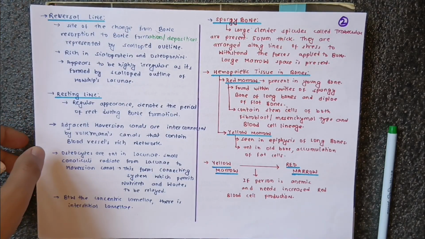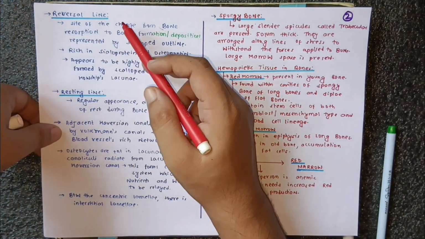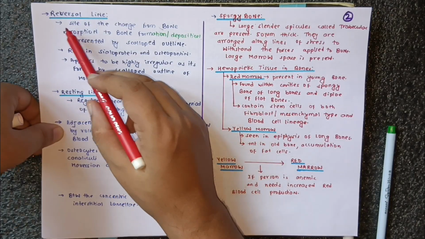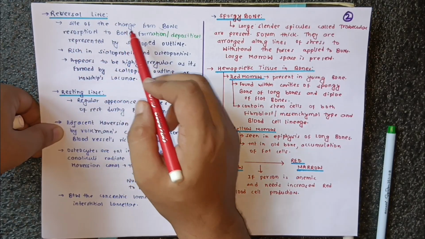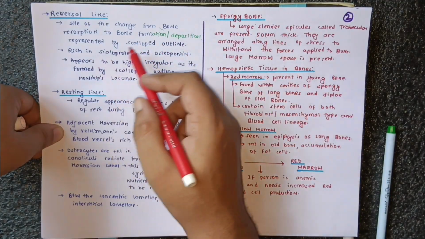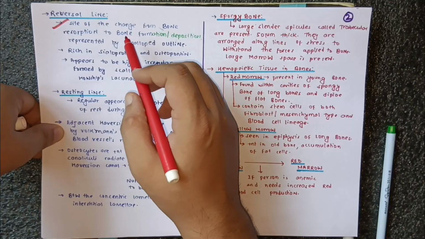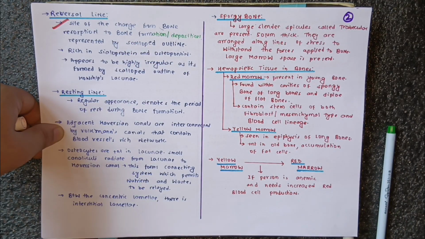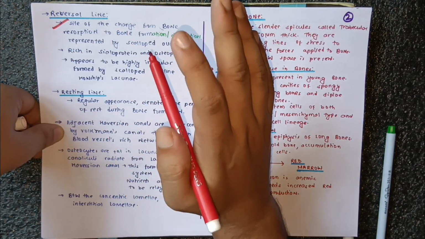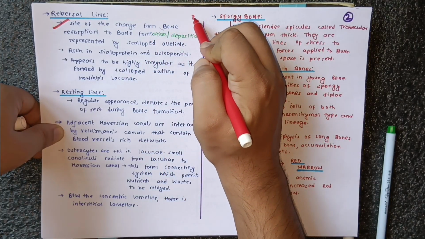After that, we have two different kinds of lines, and they are very important. One is the reversal line, another is the resting line. In the reversal line, the site of change from bone resorption to bone formation or deposition is represented by a scalloped outline. With this definition, you can clear your concept of the reversal line.